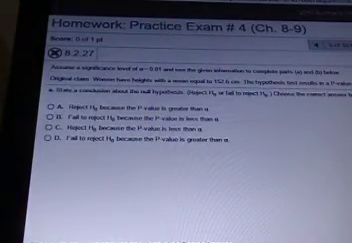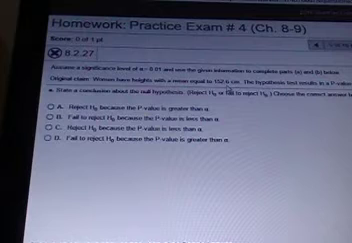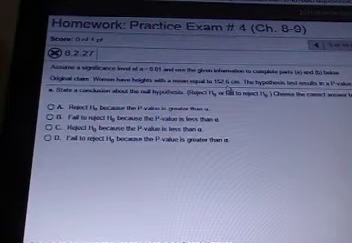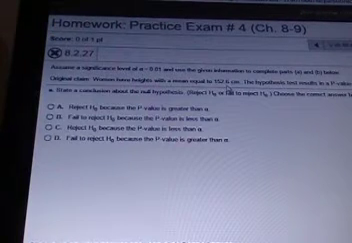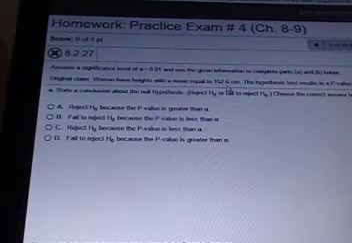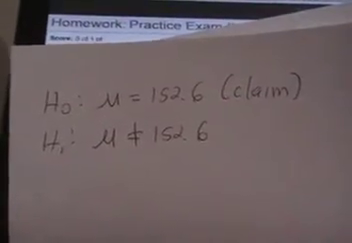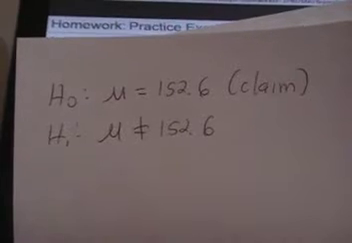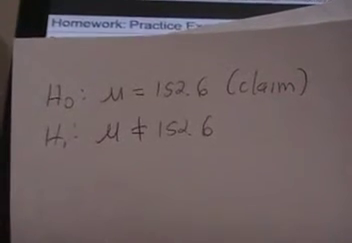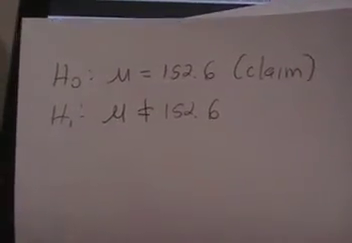Okay, original claim. Women have heights with a mean equal to 152.6. So this time the null hypothesis is that mu equals 152.6. That's the claim. So the alternative would be not equal to. You always want to do your null and alternative first so you can figure out where the claim's going to go. The claim is in the null hypothesis, mu equals 152.6. Since there's no direction to it, the opposite of that would be mu is not equal to 152.6. But the claim's in the null hypothesis, so this time I'm trying to reject it.